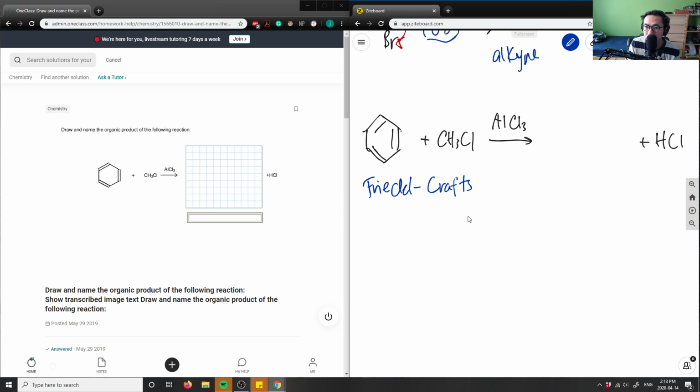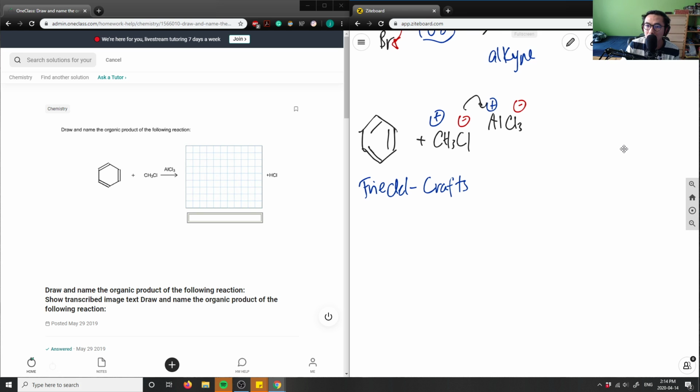I have CH3 with the positive charge, and the chlorine is the negative charge. Actually, let me color coordinate this. Blue is a positive charge and Cl is negative. Aluminum is positively charged, and the chlorine is negative. So this CH3Cl is going to get activated by the aluminum trichloride. It's going to bond with this aluminum. Actually, let me erase this because I'm going to draw the mechanism here.